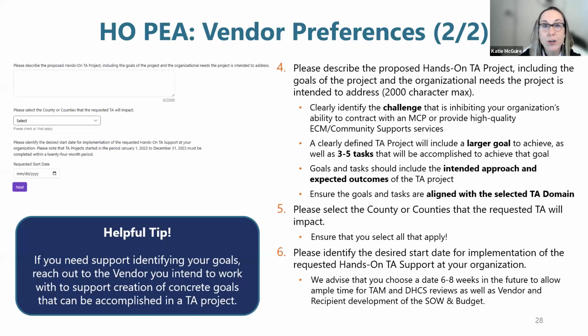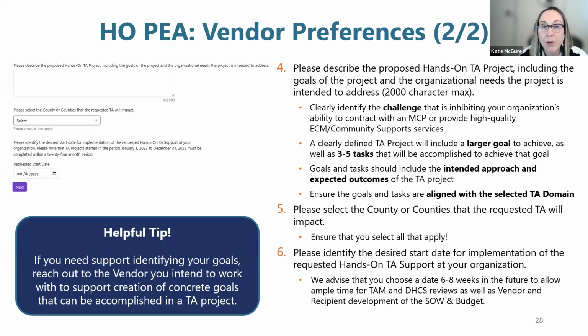Now, if it's a hands-on, you're going to describe that hands-on TA project. It's important to include the goals of the project, your organizational needs, and what it's intended to address. Some of those tips are clearly identifying the challenge that your organization is having to contract or provide high quality ECM community supports. Have a clearly defined larger goal as well as 3 to 5 tasks that are connected and will help achieve that. The goals and the tasks should include an intended approach and the expected outcomes. Please make sure that the tasks are aligned with that TA domain. And we'll talk a little bit more about that later.